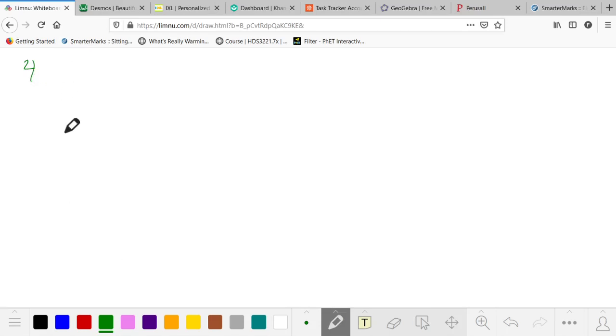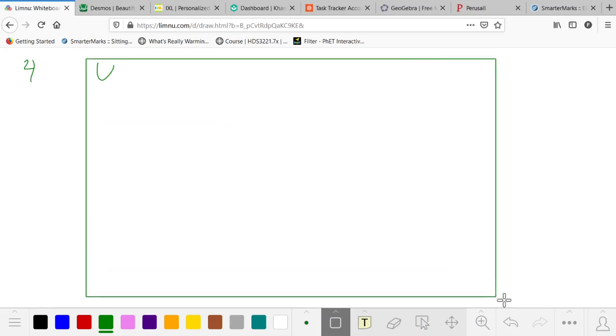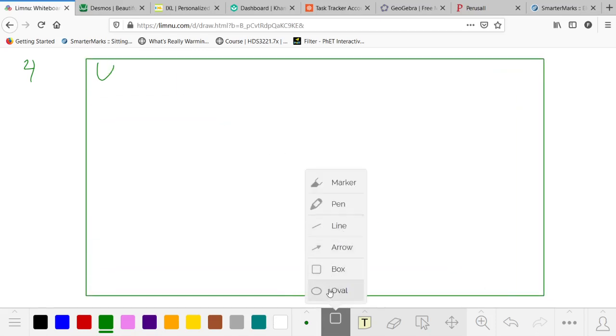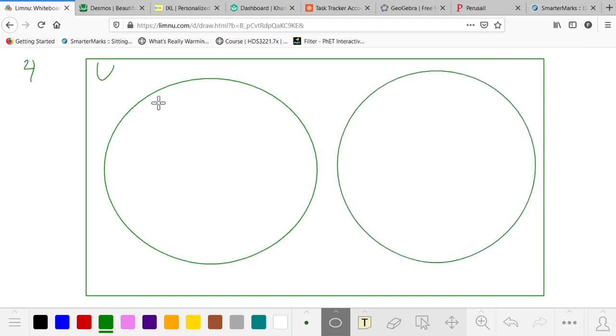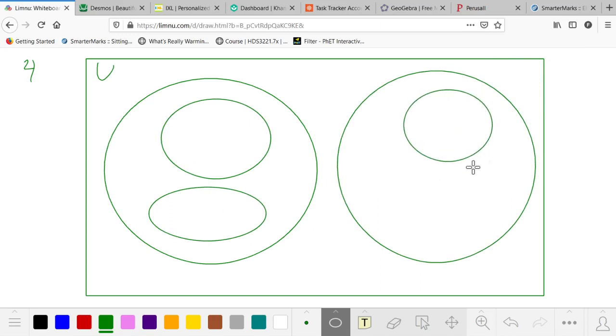number 4, we are looking at the universal set U in a deck of 52 cards, where B are the black cards, R are the red. So we are supposed to have this in a Venn diagram. So here's our universal set. So we're going to have red, we're going to have black, and then we're going to have 2 suits within them. So here's our red, here's our black.